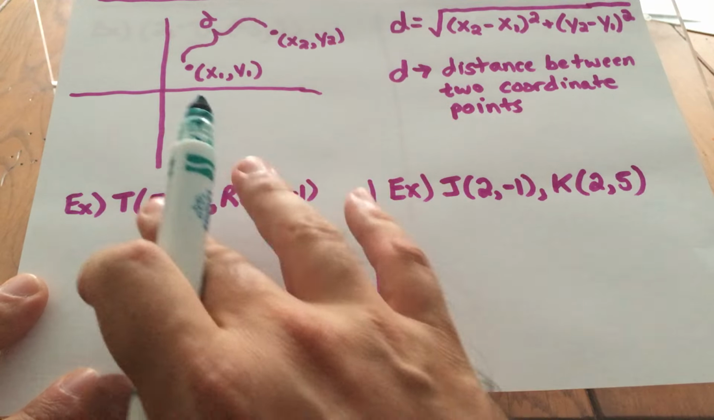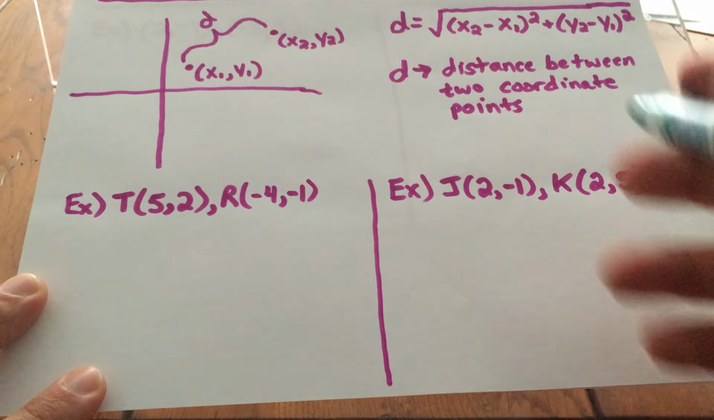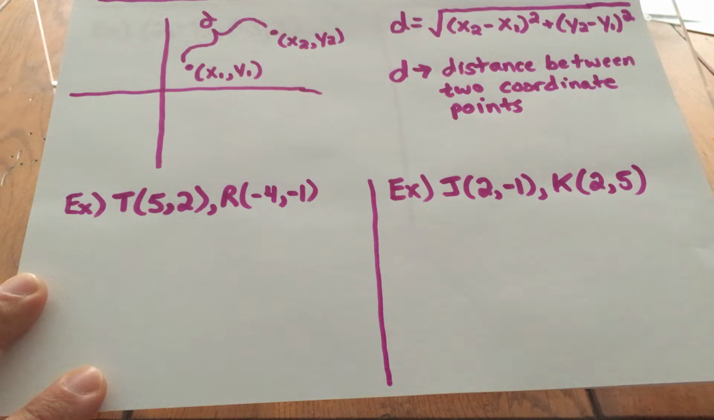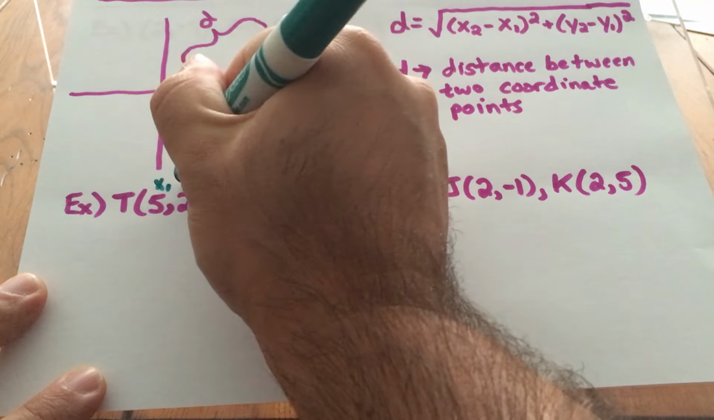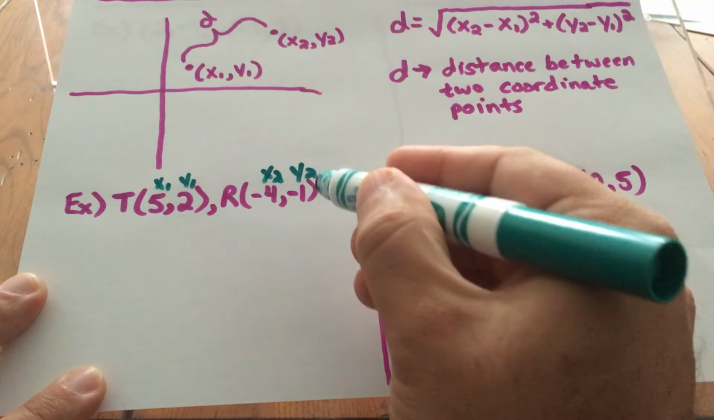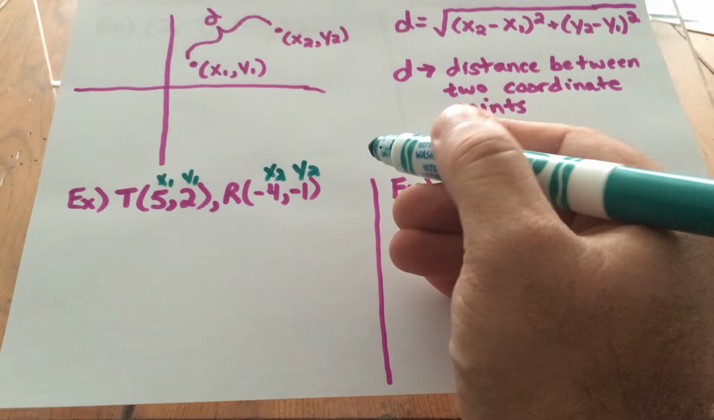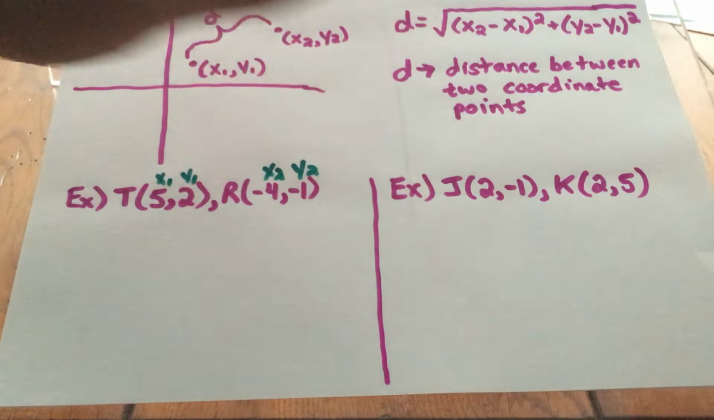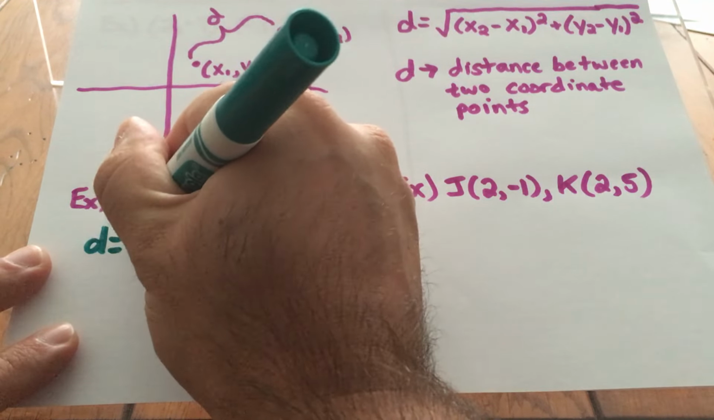Down here I've got two coordinate points, and I want to find the distance between them on the coordinate plane. The first thing you have to do is figure out what x1, y1 and x2, y2 are, and the answer is it's whichever one you want to make it. In this case, I'll say this is x1, y1, and this is x2, y2. Notice you don't have to label it that way. You could have called this x2, y2 and this x1, y1, and you're perfectly fine as long as you follow the formula.